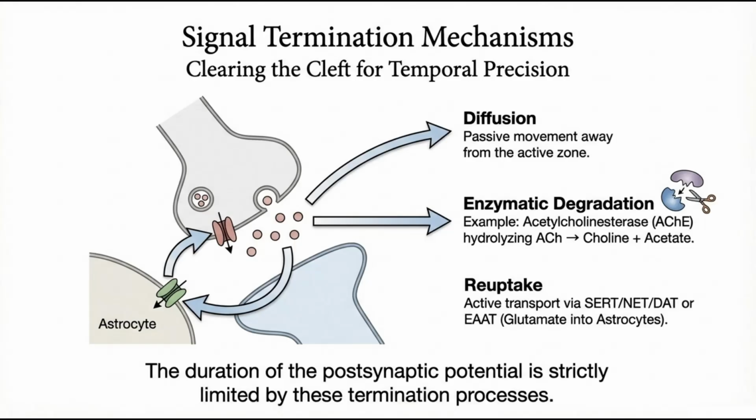And mechanism 3, which I know is a huge one for pharmacology, active transport or reuptake. This is the most common method for the small molecule transmitters in the brain, like dopamine or serotonin. Why waste the molecule? It took energy to make it. So the presynaptic terminal, or sometimes a nearby glial cell, has these little vacuum cleaners, transporter proteins that actively pump the transmitter back inside to be recycled and repackaged into new vesicles.